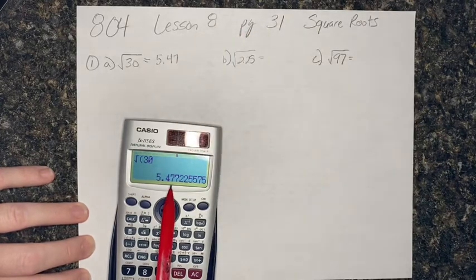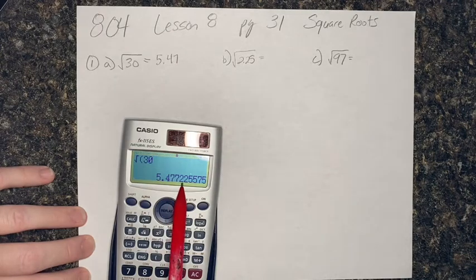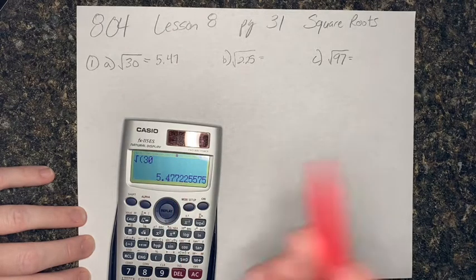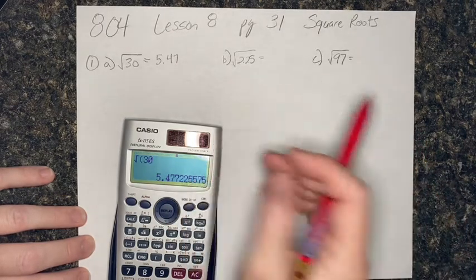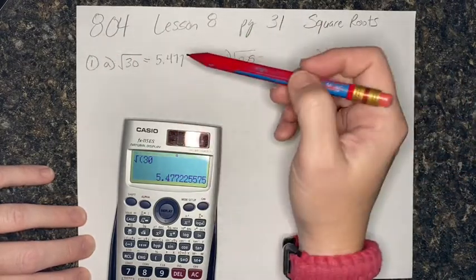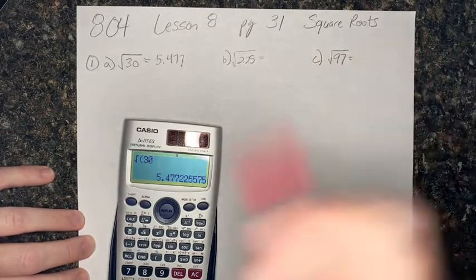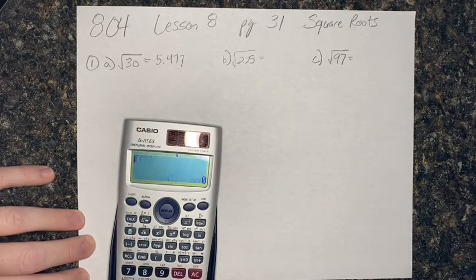So my answer is 5.47. Now I need to round because to get to my thousandth, this other 7 is in the thousandth place, but I have to round. And I have to round that based on the 2 that's here. Because of the 2, it's not going to change anything, right? So it's just a 7. So my answer for 1A is 5.477. Okay? Let's clear that and look at B.